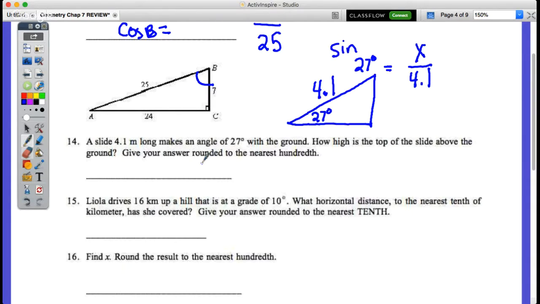We want the answer to the hundredth. 1.86. What? 1.83. Do you guys agree with that? Yes, I agree. Is that what you got? Yes.